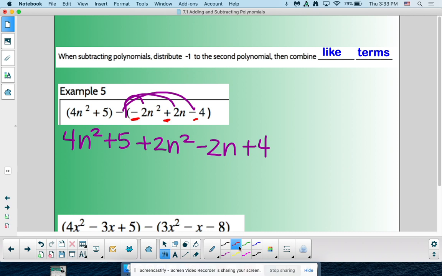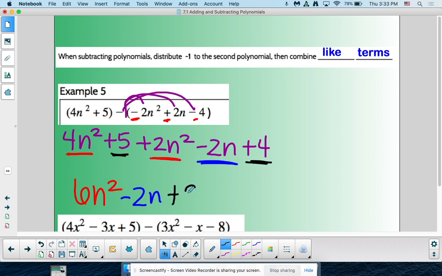And now from this point on, it's the same thing we were just doing. So start with your biggest exponent, which appears to be n squared. So I have 4n squared plus 2 more for a total of 6n squared. Go to just your single n's. It appears that I only have 2 of them. And then add your numbers together. 5 plus 4 gives me a plus 9. That's it.